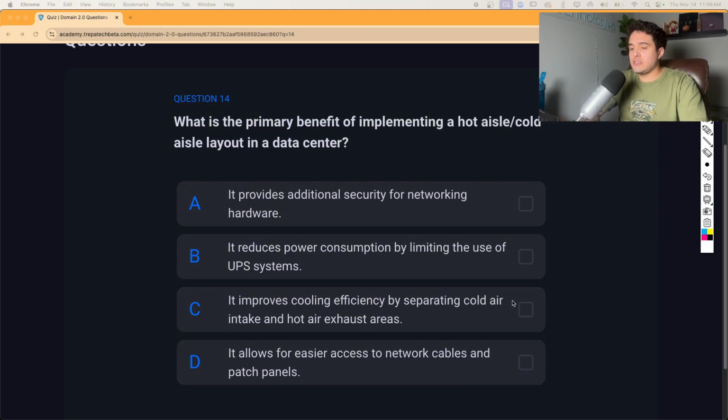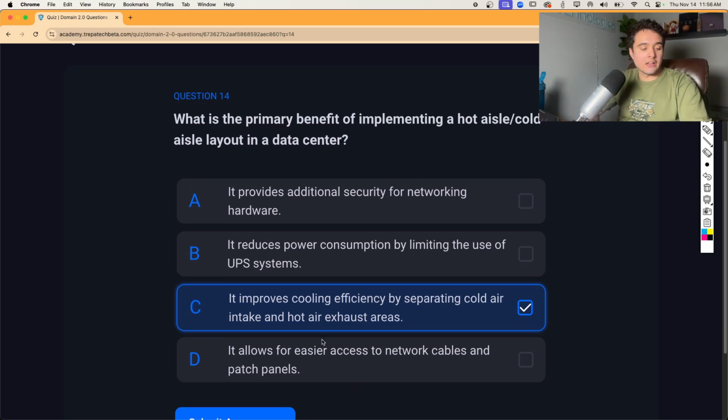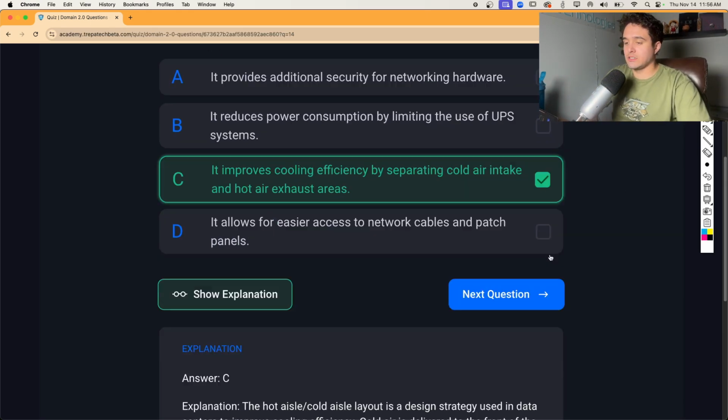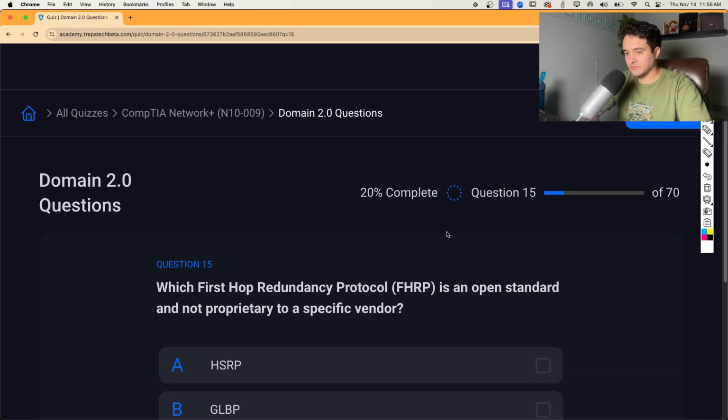So we're going to go with C here. It improves cooling efficiency by separating cold air intake and hot air exhaust areas. And that's exactly what they are. Some aisles, usually in the front of the device, right, where the cold air intake is, are very cold. And if you work in a data center, you have to put a jacket on. And then the hot aisles will be behind that, where you have two racks blowing hot air at each other and it's going up and out. It's kind of crazy working in data centers because it can get so cold. Pause the video if you'd like to read the explanation.